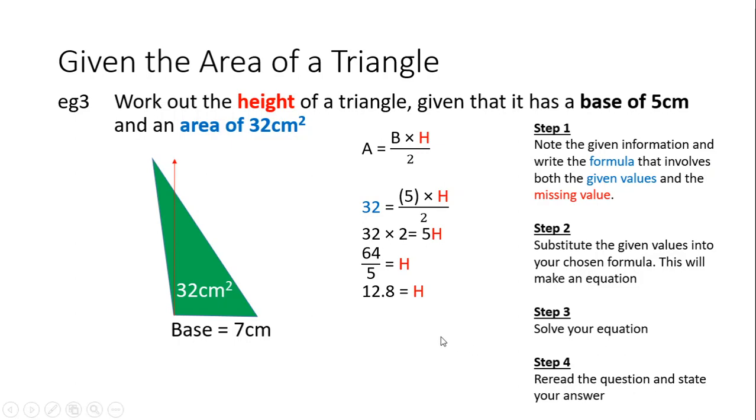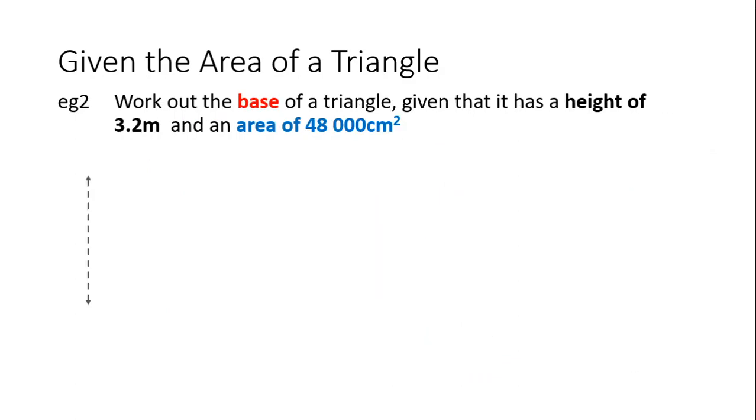Okay, so I've worked out my height, it's 12.8, but pay attention to the units of measure. The area was in centimeters squared and the base was in centimeters, so they match. My height better match as well. The height of the triangle is 12.8 centimeters. Hit pause now if you need to copy any of that. Let's go on to the next example.